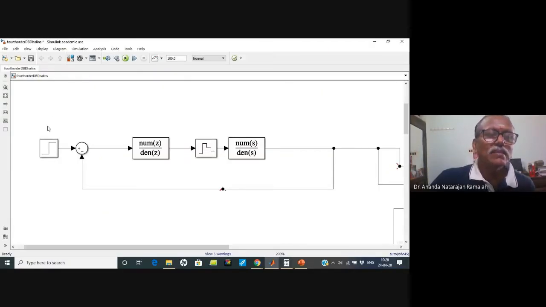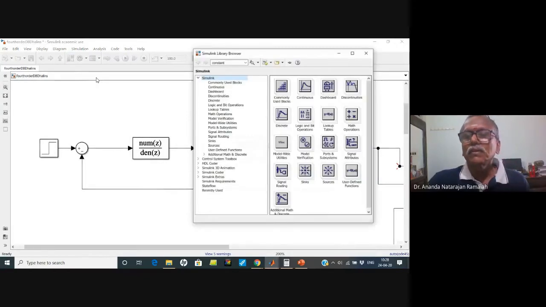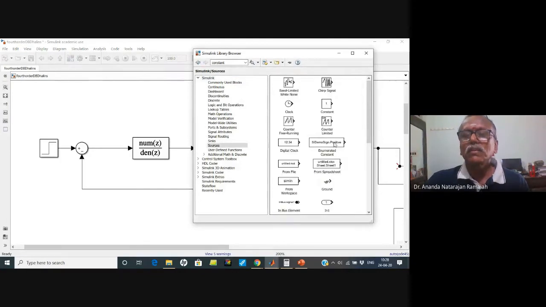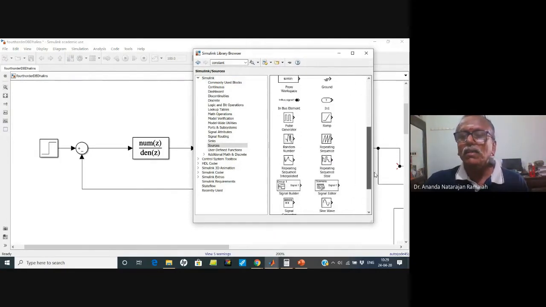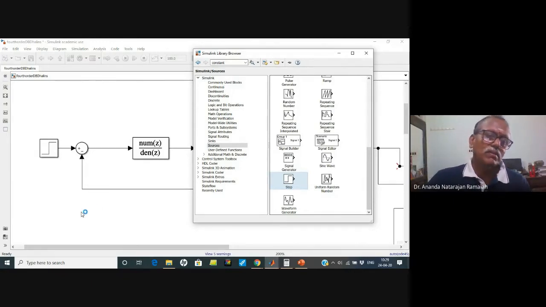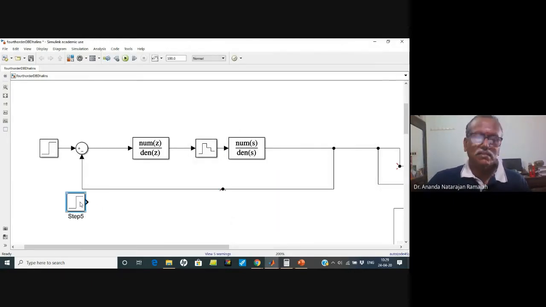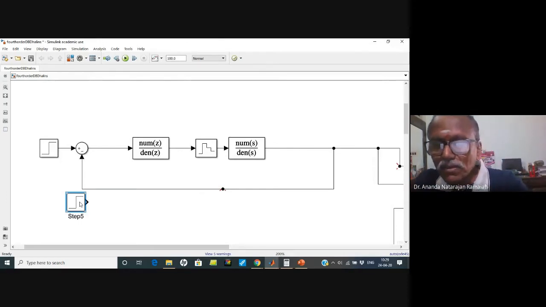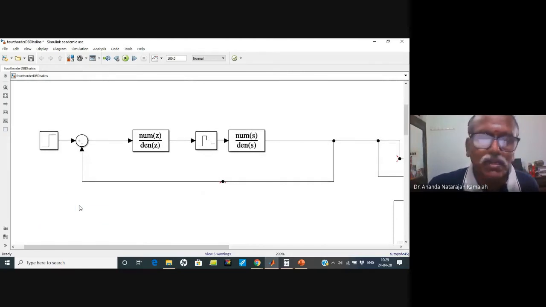You should drag this step function where it is available. It's available in sources. If you get into that source, yes, the step function is available. You can drag and drop. By doing that, you can get this. Like that, you have to get all the blocks.